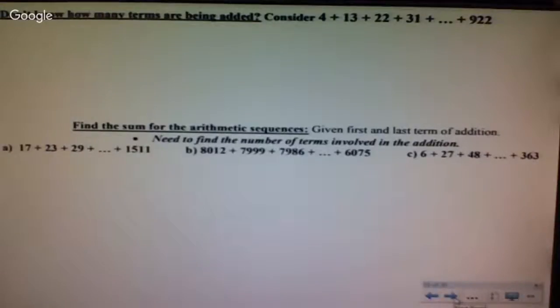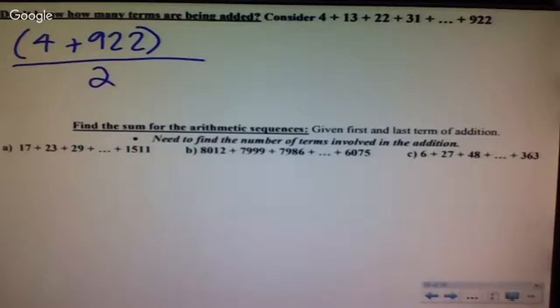So I don't know how many terms are being added. Okay. What's my first term? 4. What's my last term? 922. What I don't know is how many numbers fall in between those two. How many numbers are there? Okay, but I can find that.